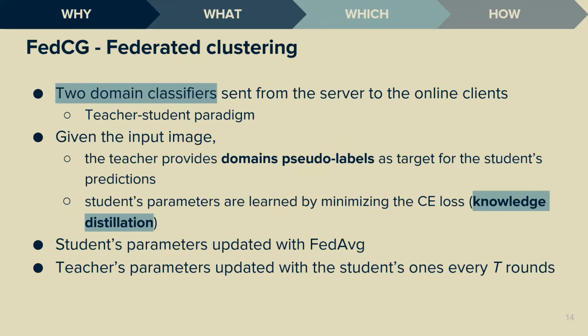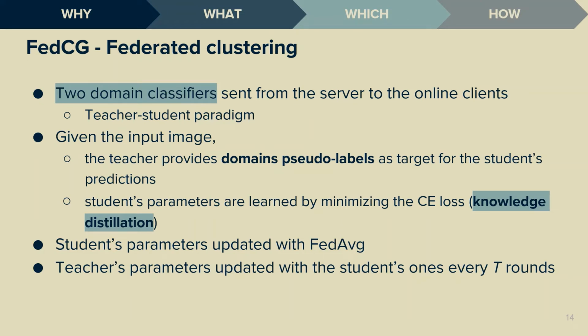The federated clustering is based on two domain classifiers, which are sent from the server to the online clients. Their training is based on a teacher-student paradigm, and in particular, each domain classifier maps the input images to a probability vector, which is defined over the possible domains. At training time, the teacher provides the domain pseudo-labels as target for the student's predictions, while the student's parameters are learned through a process of knowledge distillation, by minimizing the cross-entropy loss between the student's and the teacher's predictions.